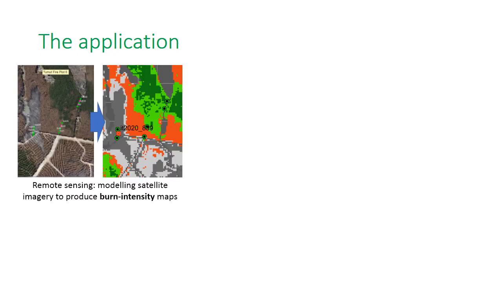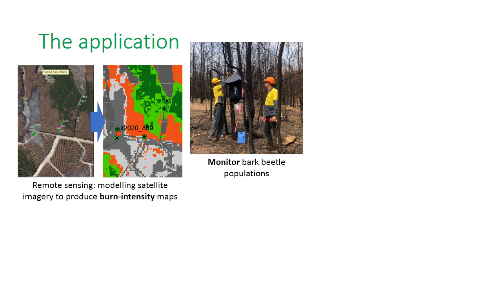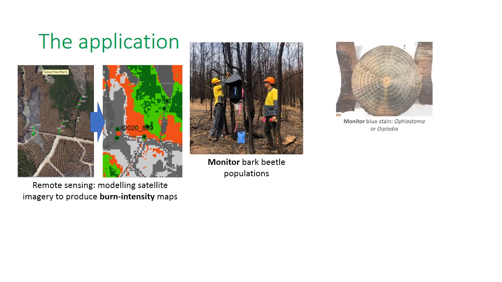And so how have we applied all those other people's research? The first thing we did was using remote sensing. We've modelled satellite imagery to produce burn intensity maps, and this helps us focus our monitoring programs, but also prioritise our salvage logging. We've established a network of traps to monitor bark beetle populations.